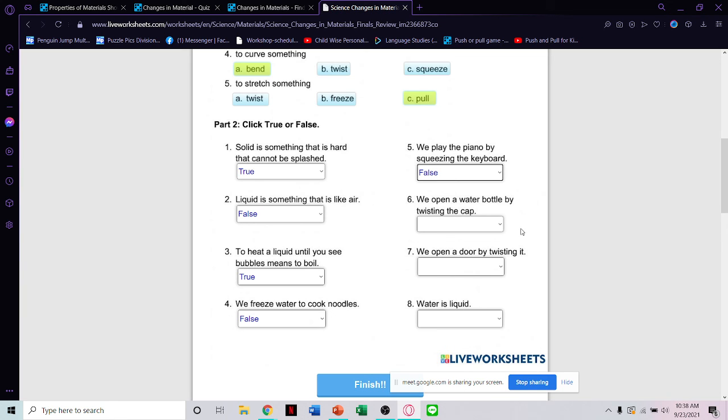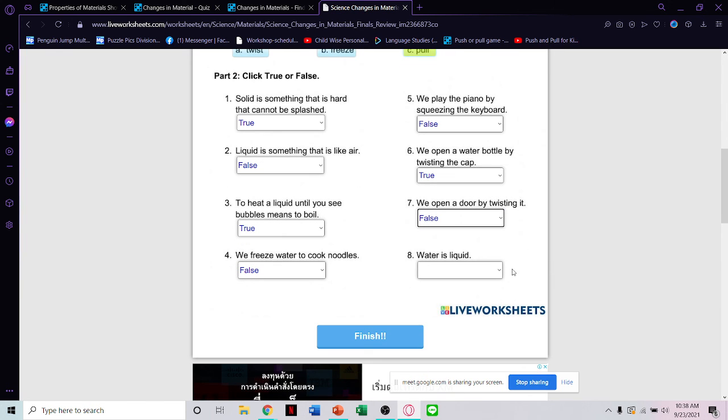We open a water bottle by twisting the cap. For example, you have the water bottle. How do you open it? You twist the cap. True or false? True, because you twist it, you turn it around. Next, we open a door by twisting it. You twist the knob, but you don't twist the whole door. You just pull it or push it, right? So it is false.